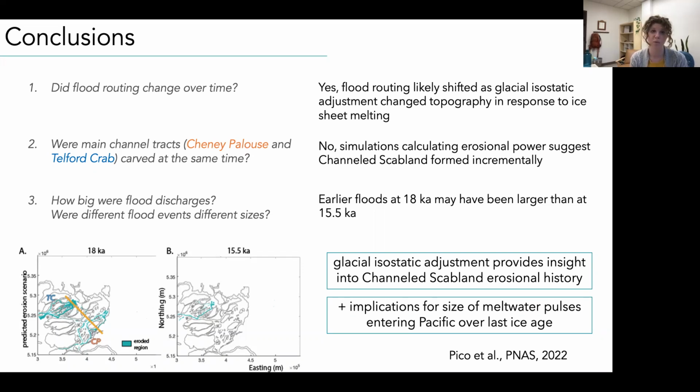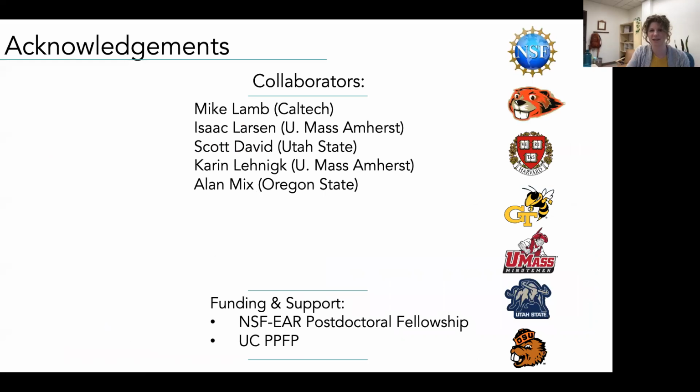And how big were these flood discharges? Were the different floods different sizes? This work suggests that earlier floods at 18,000 years ago could have been larger than at 15.5, because at 15.5 thousand years ago, the water is mostly going into one of the tracks, and so you wouldn't need as much water in order to erode that area. But I didn't include a figure that has a bit more discussion about that. Sorry.